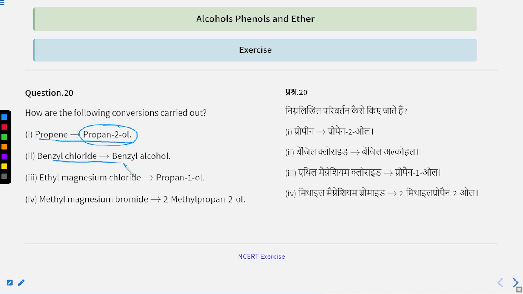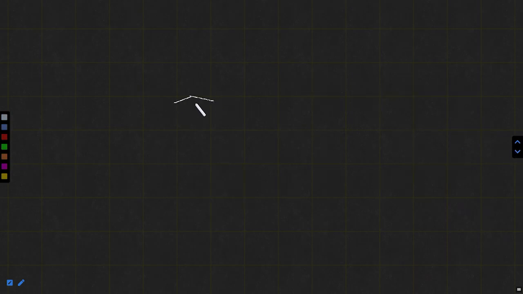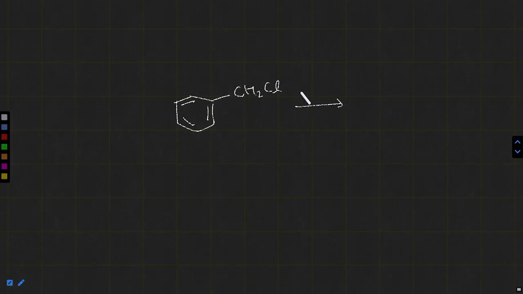Next is benzyl chloride to benzyl alcohol. So what we have? We have benzyl chloride. How will we form benzyl alcohol? Just simply treat it with aqueous NaOH. It will directly give your product through SN2 mechanism.